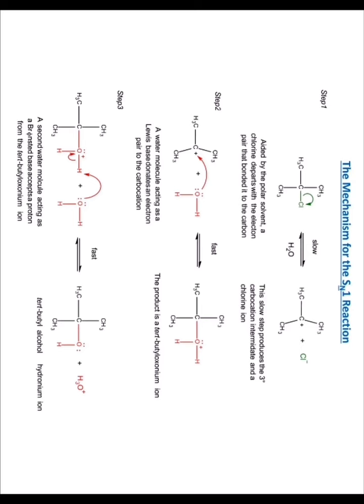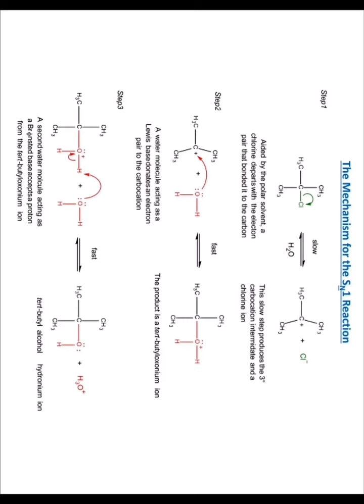So the next step, we will see water. The lone pair in water will attack the carbocation to form an intermediate. We call it tert-butyloxonium ion, or you can call it a protonated alcohol, up to you. And the third step will be another water molecule attacking and removing the extra hydrogen to give us alcohol plus hydronium ion, which is H3O+.